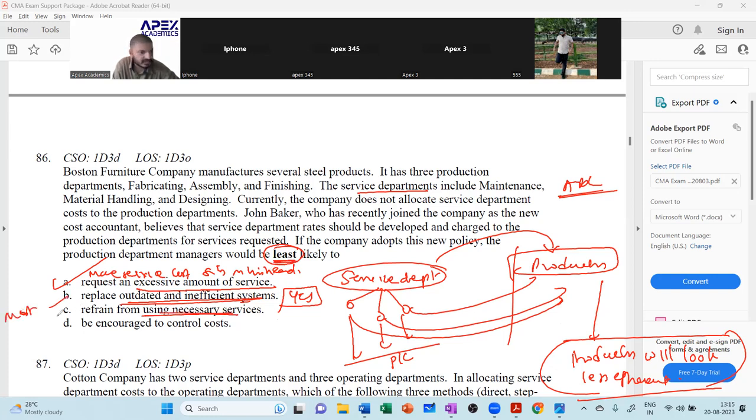Refrain from using necessary services? No. He will be most likely to use necessary services. Why? Without necessary services, how can he do the production? Be encouraged to control cost. He is most likely to be encouraged to control cost once this happens. Why? He will control the cost to ensure that his department is looking as the most profitable department in the organization. Are you with me on that? I hope you are.